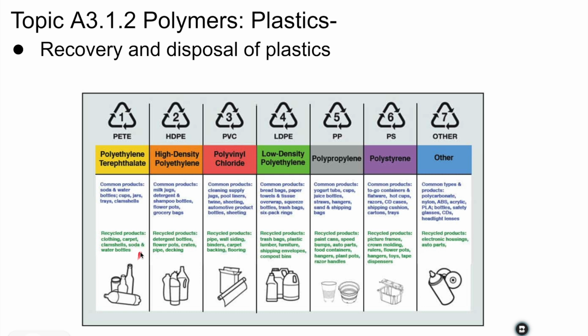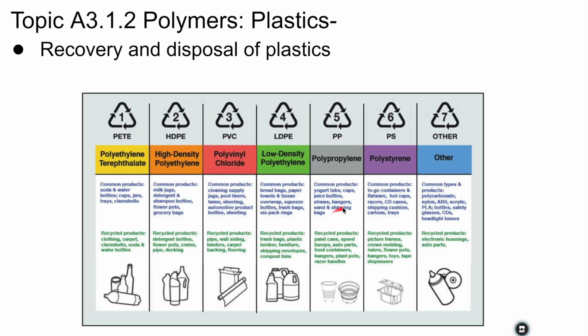And this is things like cups and jars and trays and bottles, water bottles. This high density polyethylene, or HDPE, is what we use for shampoo bottles and things like that. It's quite common. Polyvinyl chloride is used especially for plumbing, but lots of other products also. Low density polyethylene, this is what we use to make, for instance, squeeze bottles and trash bags and six-pack rings.